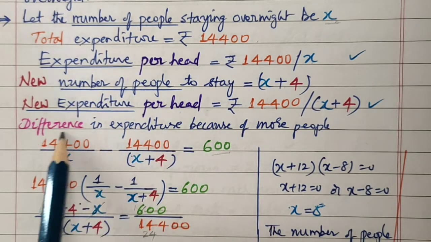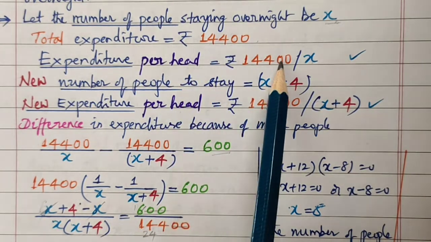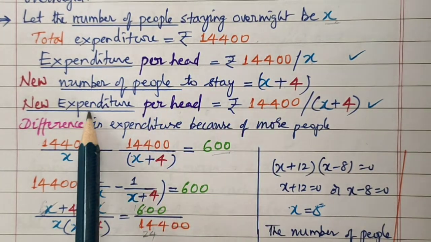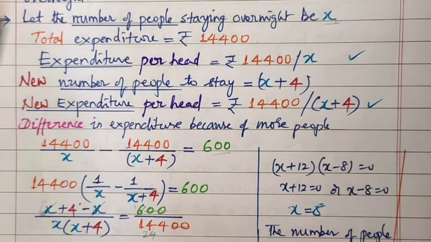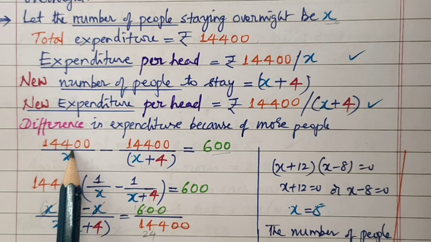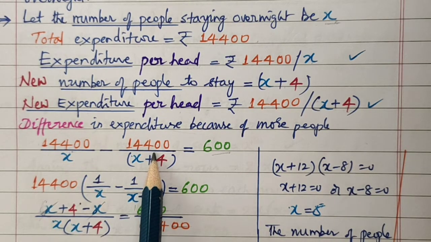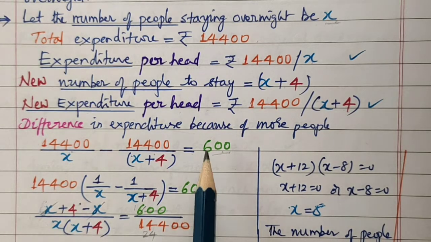Once you get this equation right, the rest is going to be very easy. You need to find out the expenditure per head with the old number of people, then the expenditure per head with the new number of people, which will give the difference, how much they would have saved. That is what we are getting. This is the expenditure per head for the old number of people. This is the expenditure per head for the new number of people, and the difference is equal to 600. Once we get it, the rest is simple calculations.